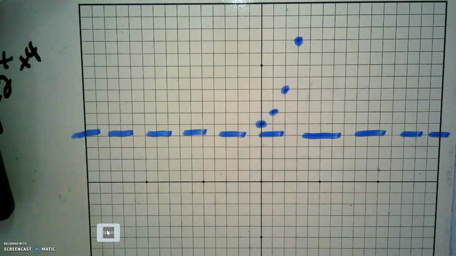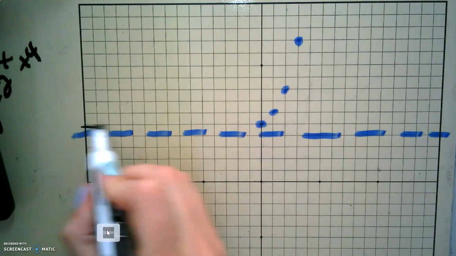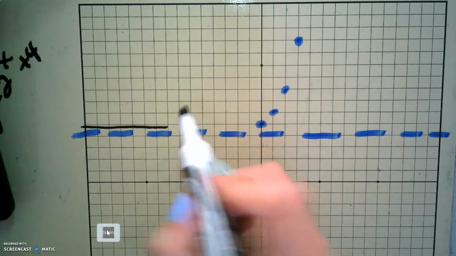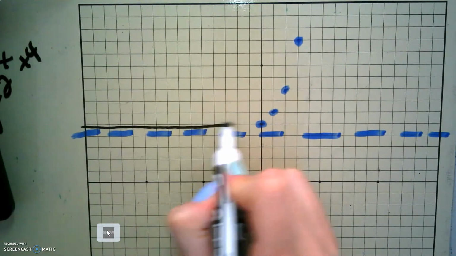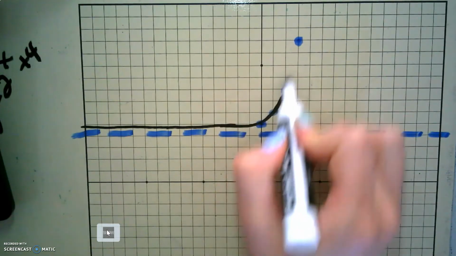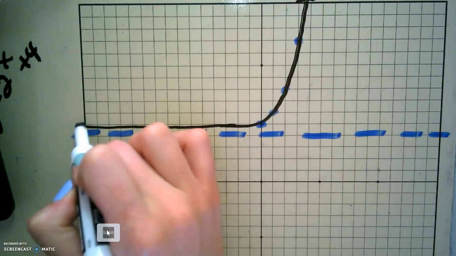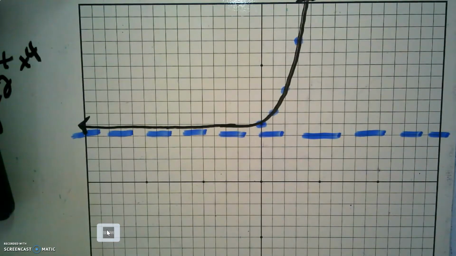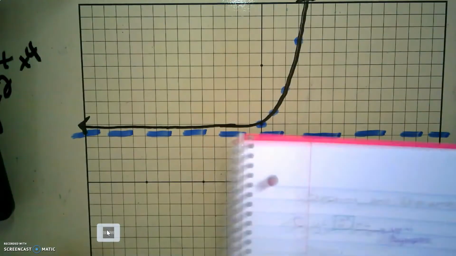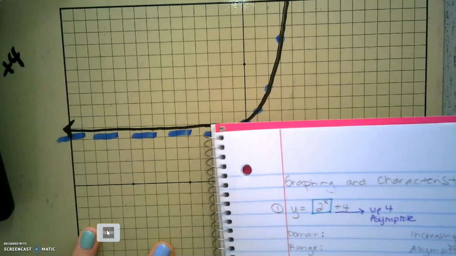Remember, when you make this graph, you're going to get super close to your asymptote. Notice that's where I start. I'm going to get super close to my asymptote and curve it up. Okay? So there's my graph. So let's use this graph to identify these characteristics here.